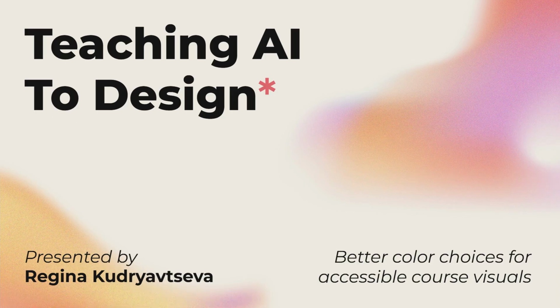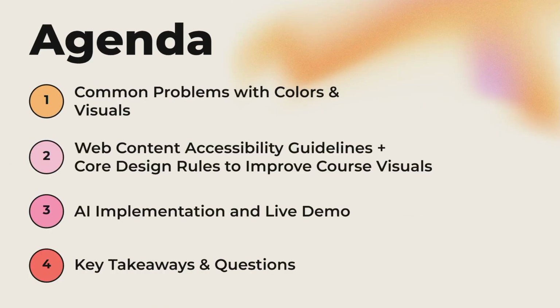So before we get started, let's quickly look at the agenda and what we're going to be discussing today. First, we will start off talking about some common problems with colors and visuals, and discuss the theory behind what can possibly be wrong with the course visuals. Then we'll go into the Web Content Accessibility Guidelines and discuss some core design rules to improve course visuals.